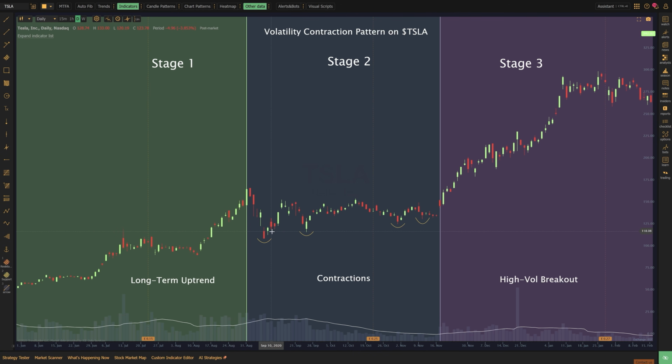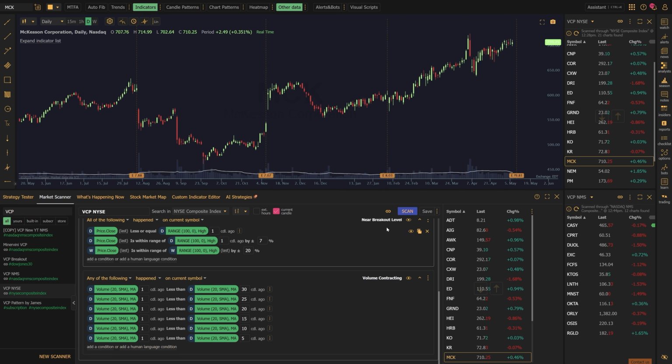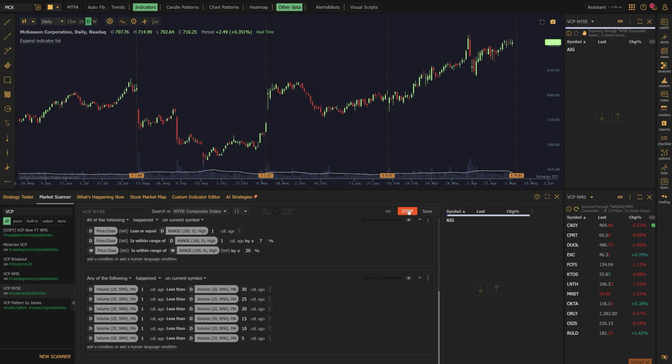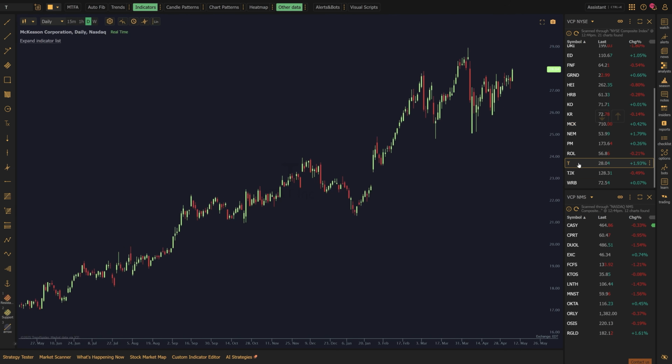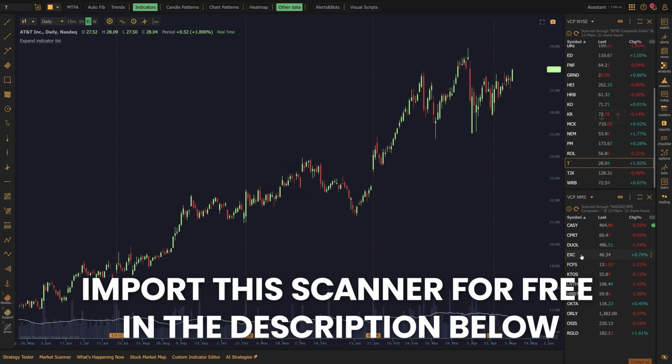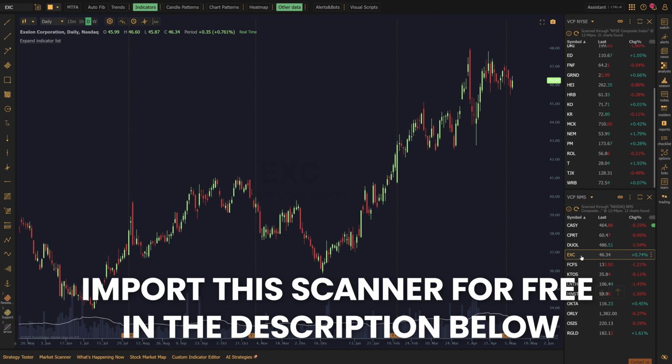Now, spotting past winners like Tesla is easy, but let me show you how to build a scanner in TrendSpider that automatically detects VCP setups and even sends you alerts when breakouts happen. To help you guys out, I've linked the free scans below that you can import to TrendSpider instantly.